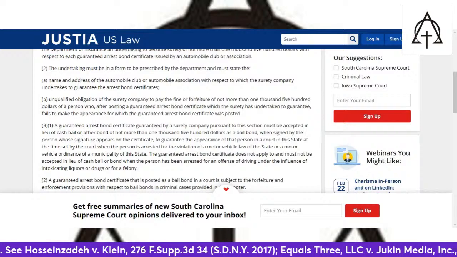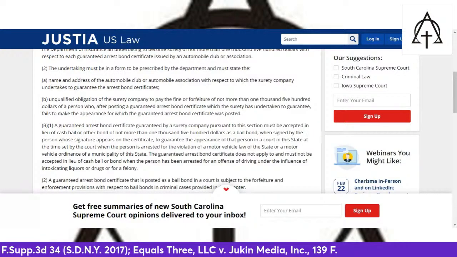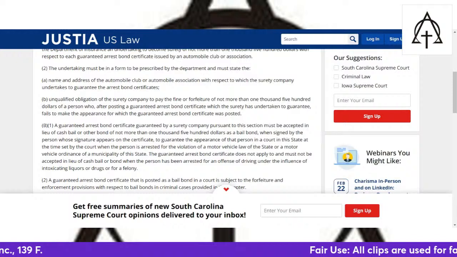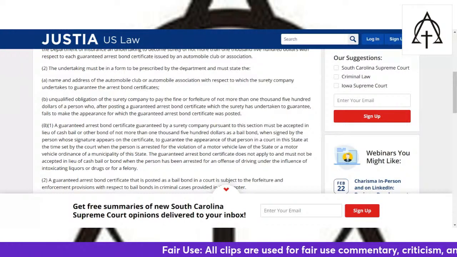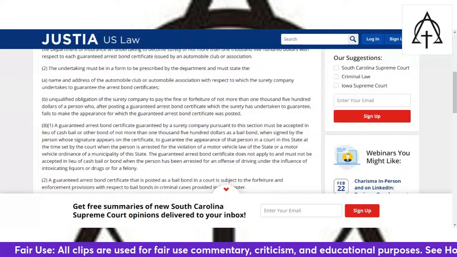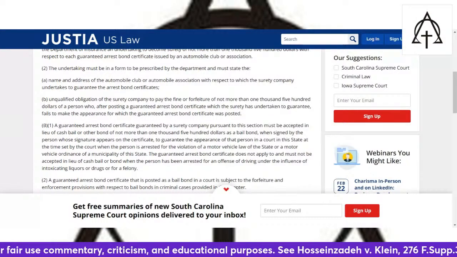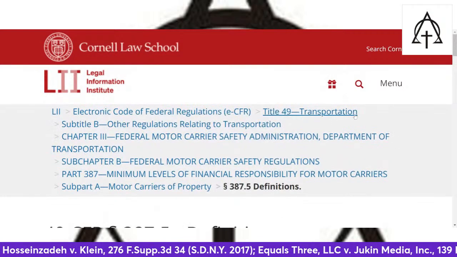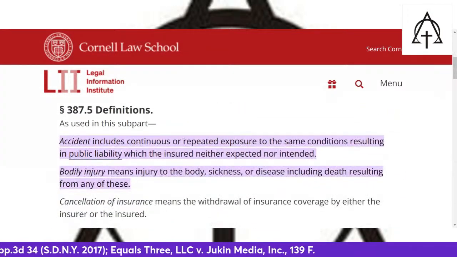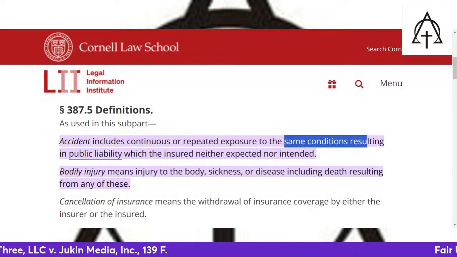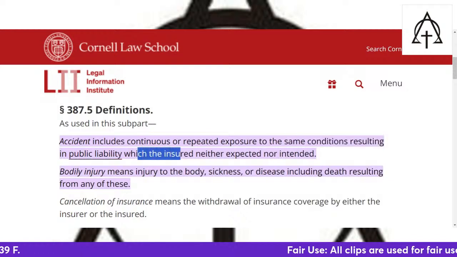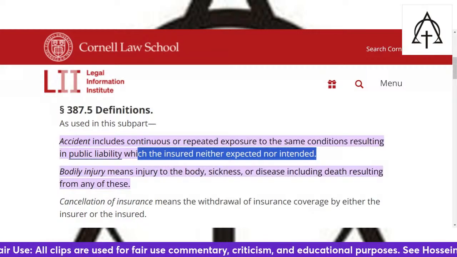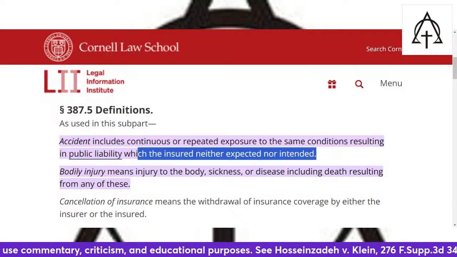Because if you understand the term accident, let's look that up again. 49 CFR 378.5, Federal Motor Carrier Safety Regulations under Title 49 Transportation. And it says, accident includes continuous or repeated exposure to the same conditions resulting in public liability, which the insured neither expected nor intended. So when you get arrested and then they place a public liability, did you expect or intend that as the one insured? If not, then you should be making a claim on that accident.